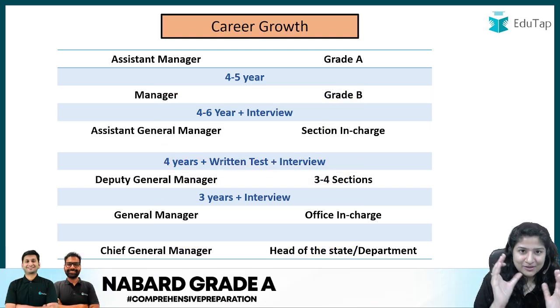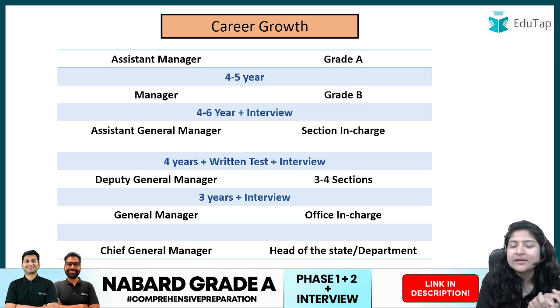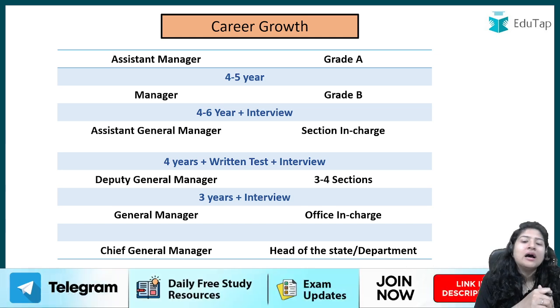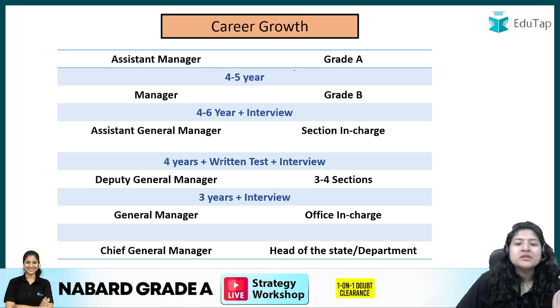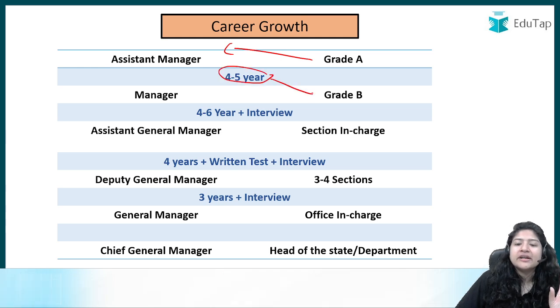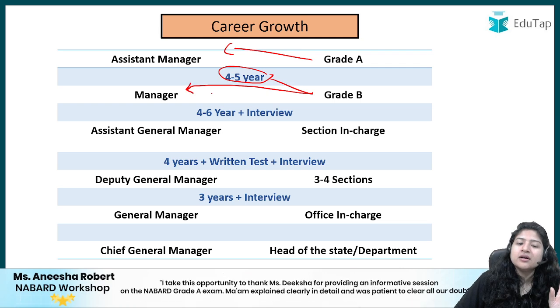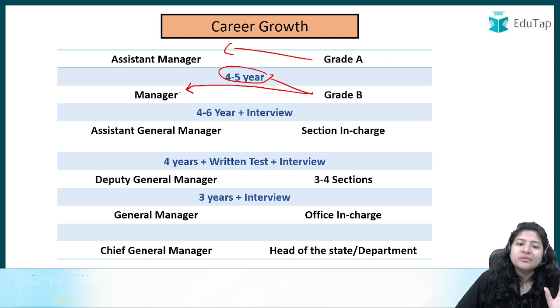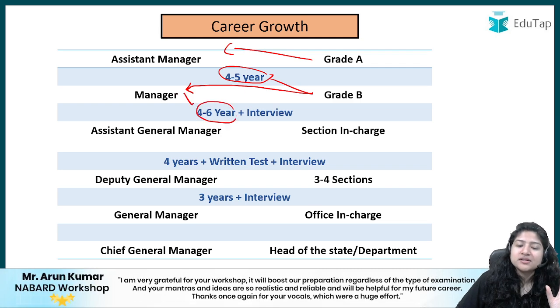This particular role that you have just looked at, it would be for the initial 5 to 10 years of your life. Okay. After that, different responsibilities will be given to you. So as a grade A officer, you will join as assistant manager, you will work 4 to 5 years as that, and then you will become a grade B officer, which is basically a manager level post. Okay. After that, you will be working as a manager for 4 to 6 years, and then you would have to be section in charge.